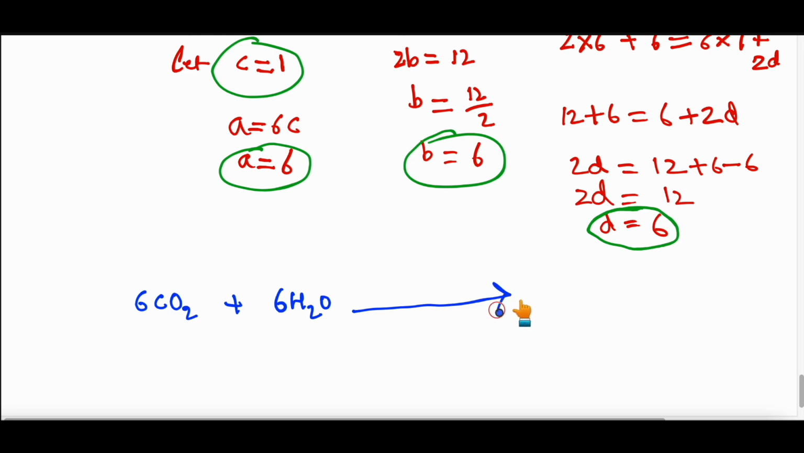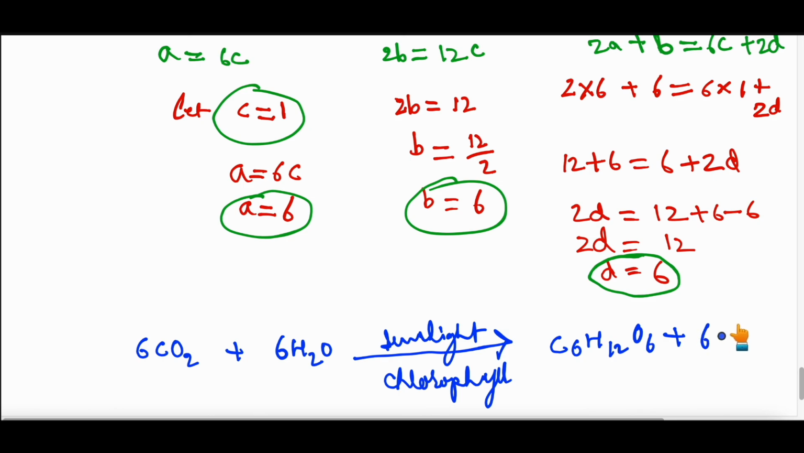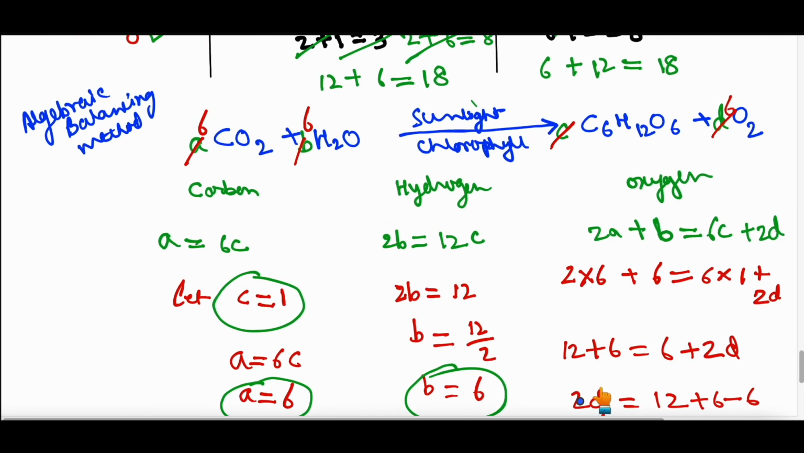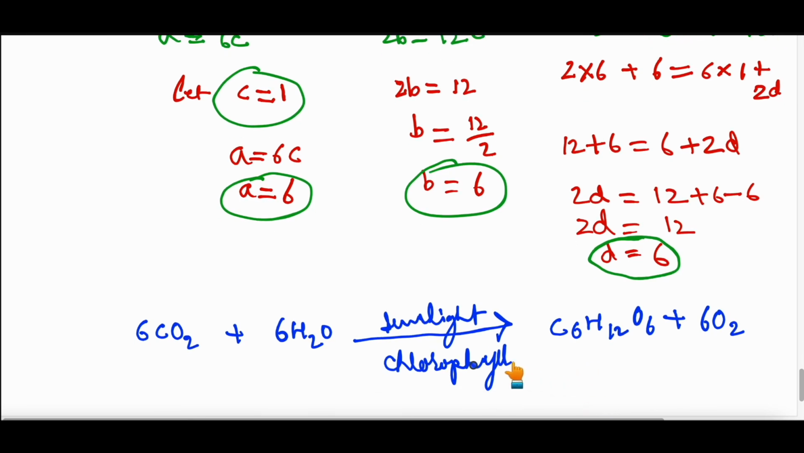Thus we see that the final equation is 6 CO2 plus 6 H2O in the presence of sunlight and chlorophyll gives C6H12O6 plus 6O2. Thus we see that this is also the balanced chemical equation by algebraic balancing method, and it is the same as what we are getting by hit and trial method.